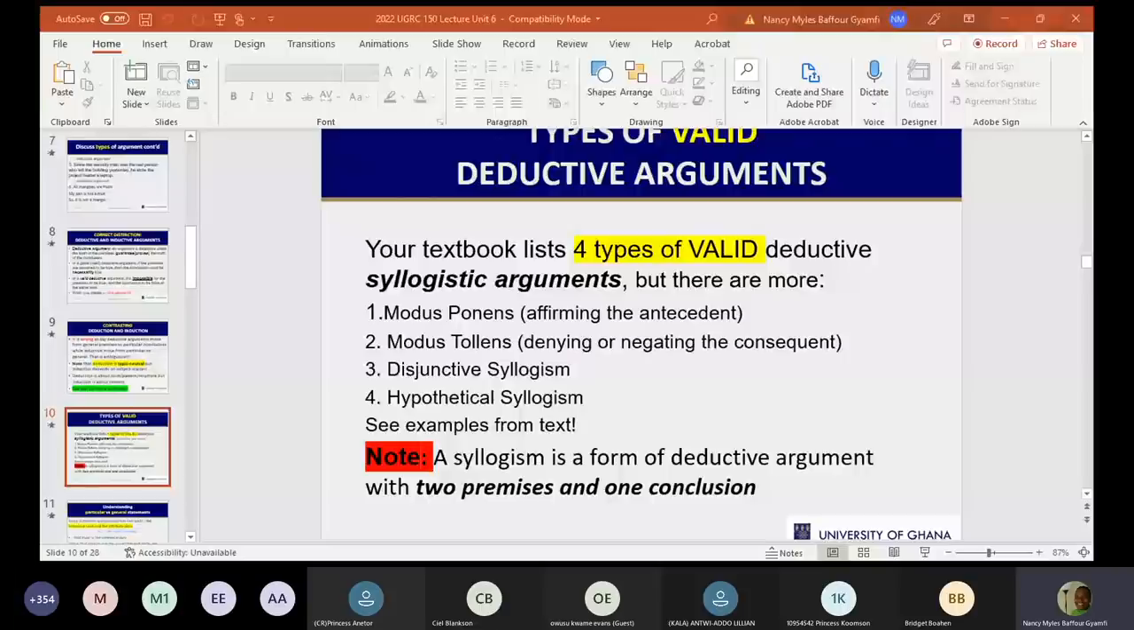Let's do tollens with the same thing. Let's use Otele. Otele is not perfect. Otele is not a man. You are wrong. Listen, let's go slowly. No man is perfect. What is the antecedent? Otele is a man, isn't it? That would be the antecedent. Then the consequent will be Otele is not perfect.